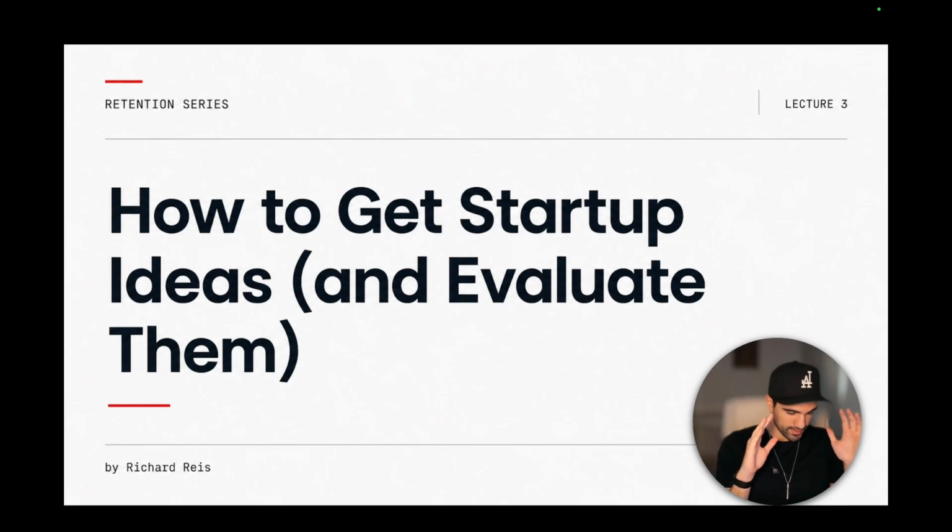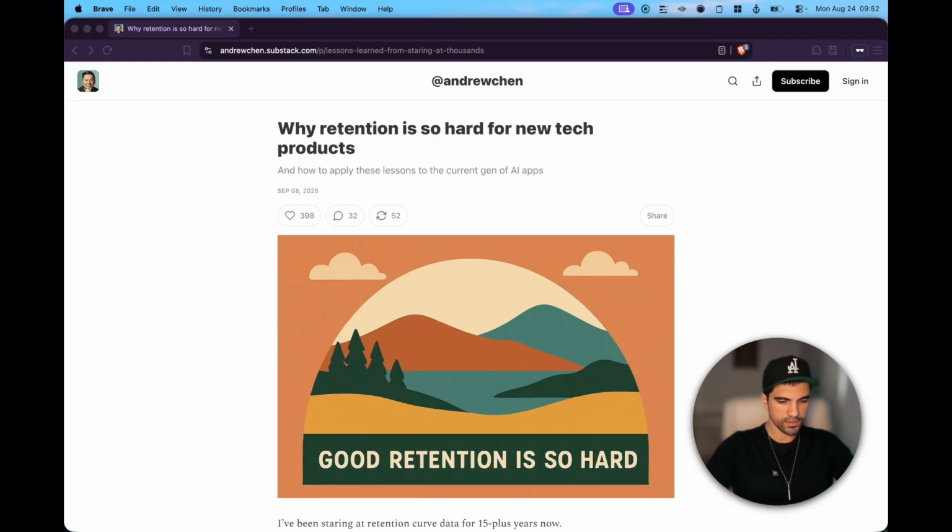Before you touch a single cohort chart, you have to go one step back, before you have users, before you have signups, anything to measure at all. There's a decision that gets made and it shapes your retention more than anything you do afterwards. And that is picking the right idea, which is why this lecture is titled How to Get Startup Ideas and Evaluate Them. So I wanted to start with this essay by Chen.